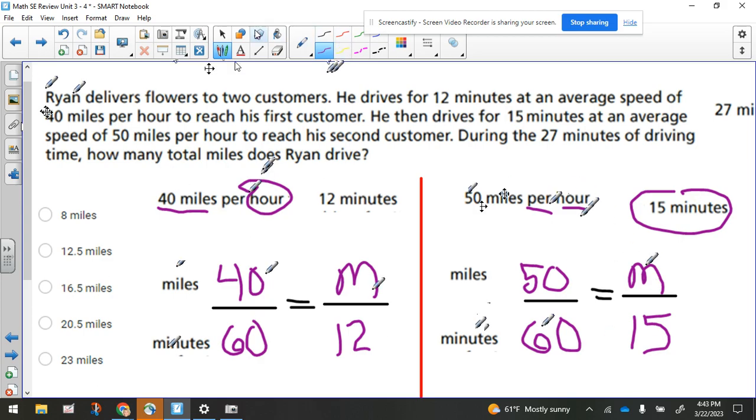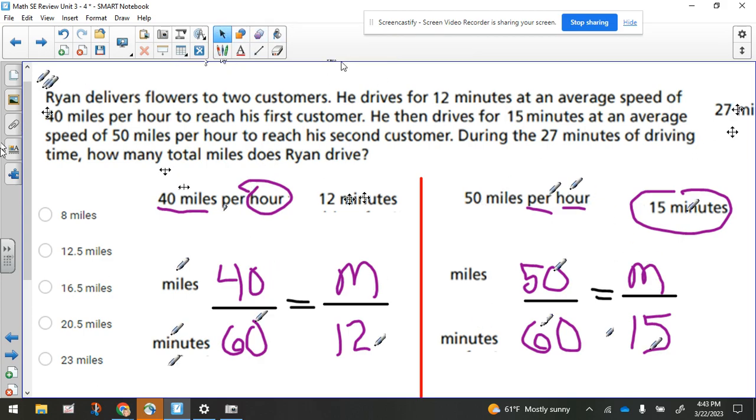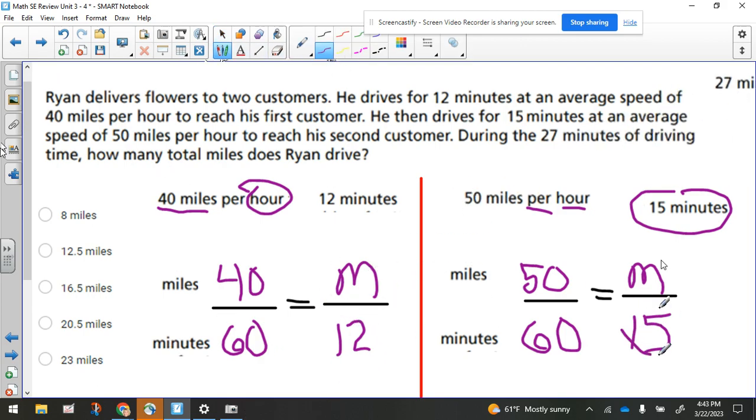Now, one of the things that I should point out that some people might be confused about: what does this 27 have to do with anything? Because people look at that number and they're like, well, what is that? Well, basically, if you take the 12 and you add the 15, that's 27 minutes, right? So that's the total time that we're talking about. But the problem is that we're going at 2 separate rates.